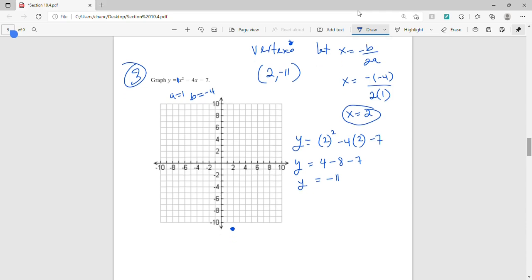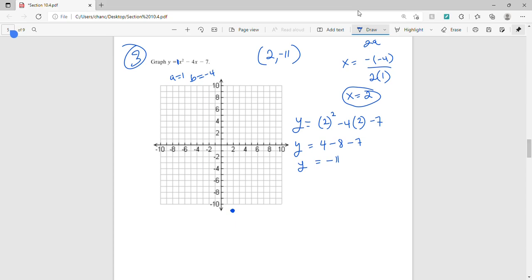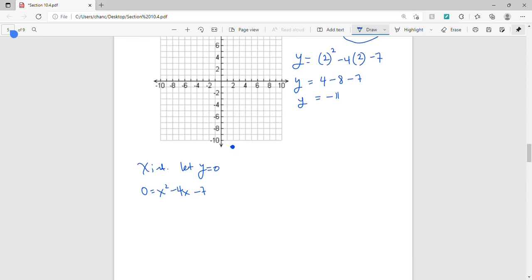Next step is to find the x-intercept, and to do that we'll let the y be equal to 0. So we have 0 equals x squared minus 4x minus 7. Now always try to factor. In this case we can't factor it, so we're going to either use the quadratic formula or completing the square. It's up to us. I'm going to just use the quadratic formula. A equals 1, B equals negative 4, and C equals negative 7.